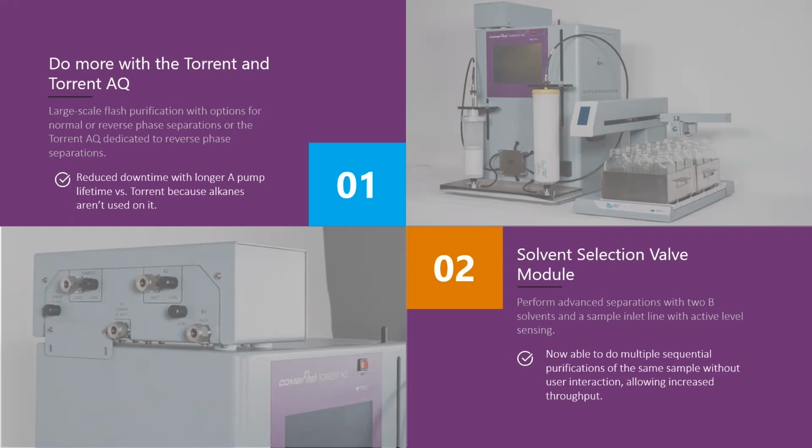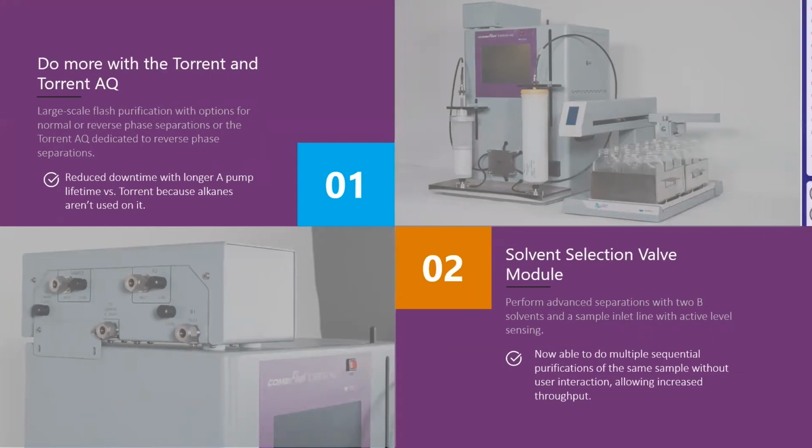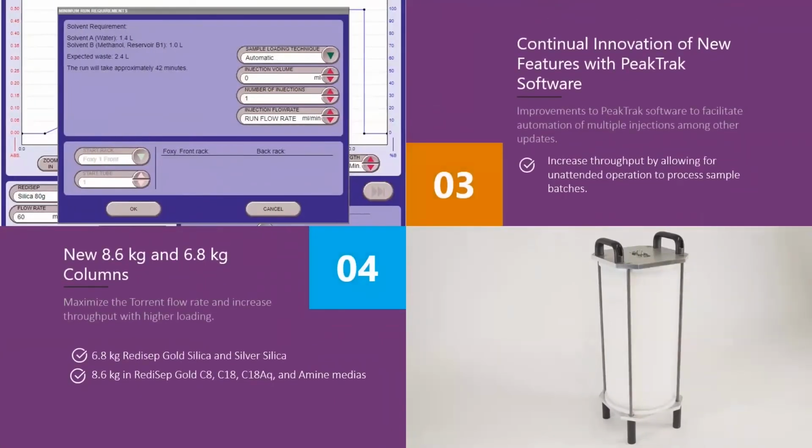And so that allows you to do multiple sequential purifications of the same sample without user interaction, which allows increased throughput. Additionally, it allows you to do more complex methods. Maybe you need to do a solvent change from B1 to B2, or you need to do a column wash, and you can automate that process with the solvent selection valve module. Additionally, there's been continual innovation with new features in the PeakTrack software. One of those improvements is the ability to use the solvent selection valve module to do automated multiple injections of the same sample. You can increase your throughput by allowing unattended operation and processing large sample batches.